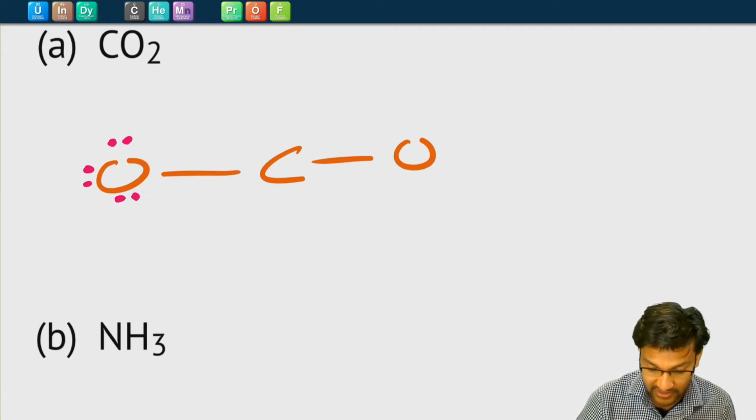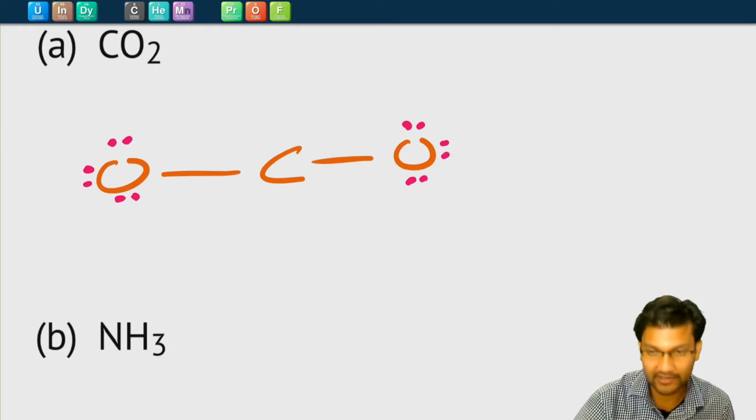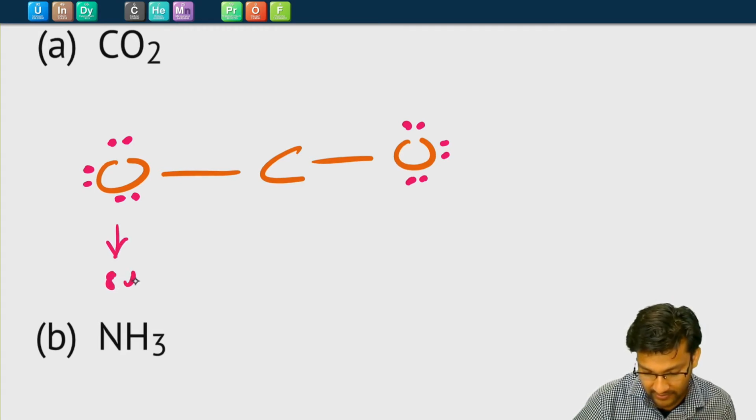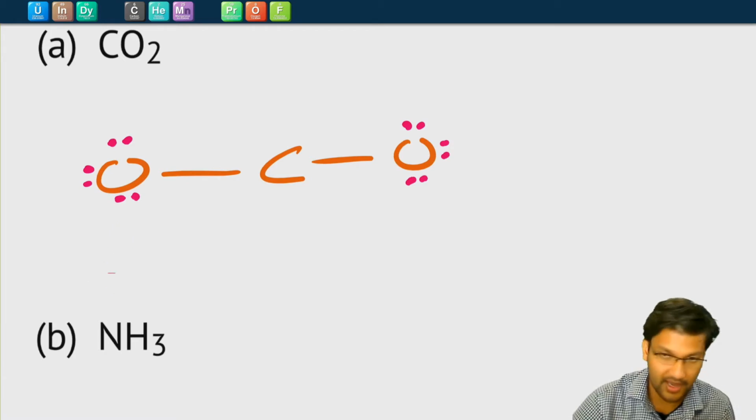So I need to do 6 more, so let's add it to this oxygen. 2, 4, 6, and then the bond is another 2, that's 8. So those are all the 12 electrons that I had to share out. So my 2 oxygens are happy, right? They each have 8 valence, they each have a complete octet, but my carbon is not happy.